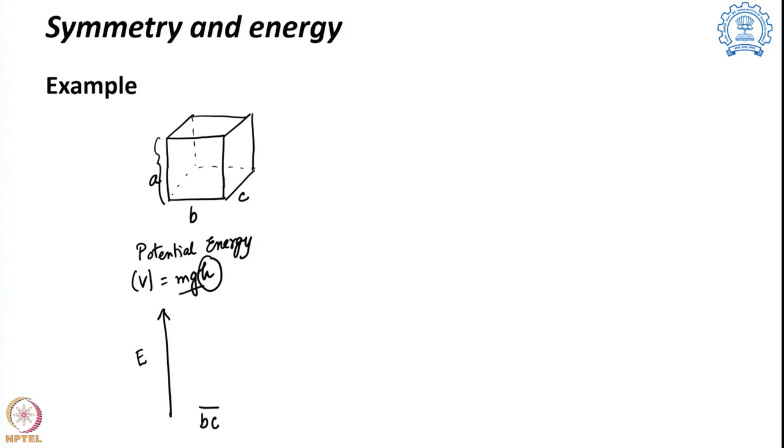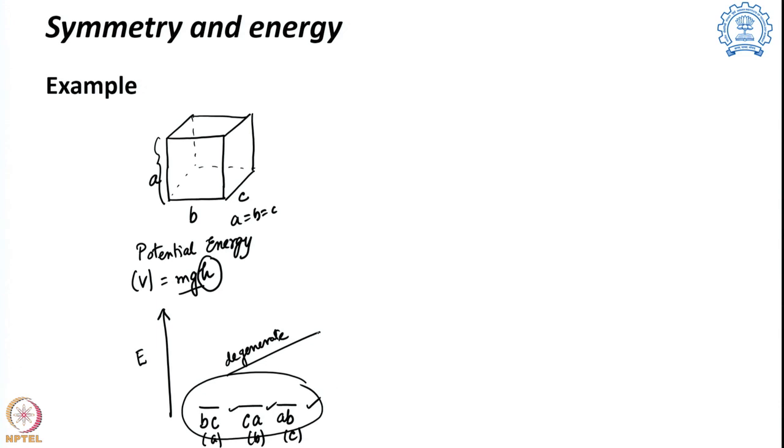Now, if I want to change the face which is sitting on the base, so if it is an AB face, the height will be C, but because C and A are same, so the CA will also have the same energy. Same thing if we do for the AB face, the system will have the energy height of C. So, heights will be over here A, over here B, over here C, and because in this case A equal to B equal to C, this energy will be all same, or in other words we can say they will remain degenerate.